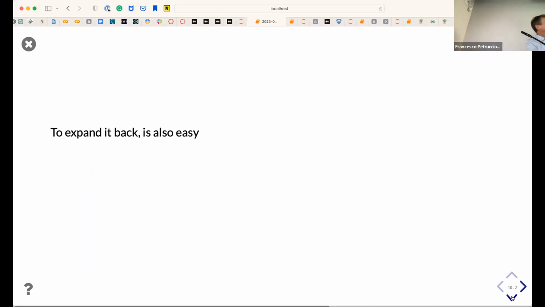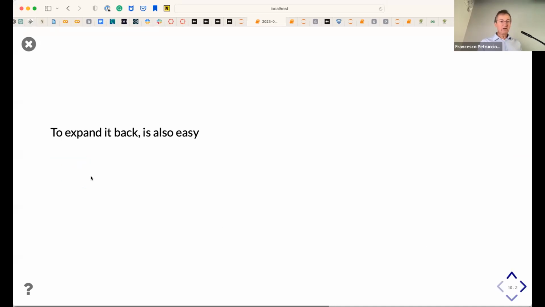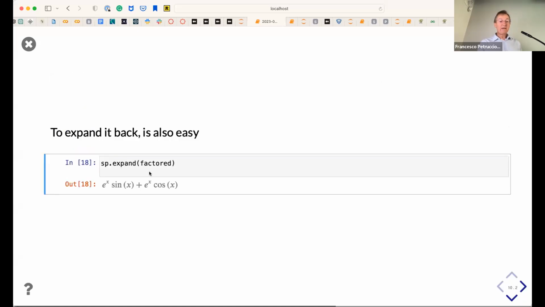Maybe for some application, you have the factorized expression and you want it back in the original status. And then, of course, you expand it back. And what command will there be to expand it back? Expand. So if you do now, factored was our factor expression. With expand, we expand it back. And in the manipulation of complex expression, sometimes one might be useful, sometimes the other might be useful. So that's how it is.